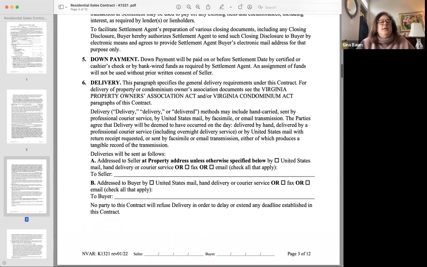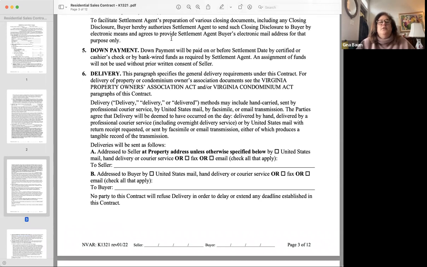To facilitate settlement agent's preparation of various closing documents, including any closing disclosure, buyer hereby authorizes settlement agent to send such closing disclosure to buyer by electronic means and agrees to provide settlement agent buyer's electronic mail address for that purpose only.